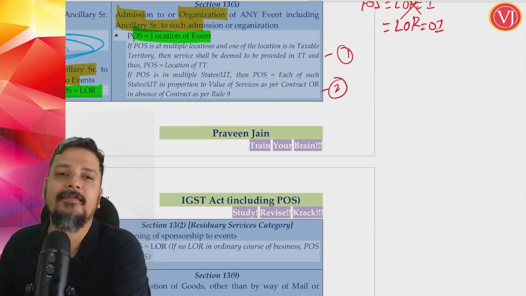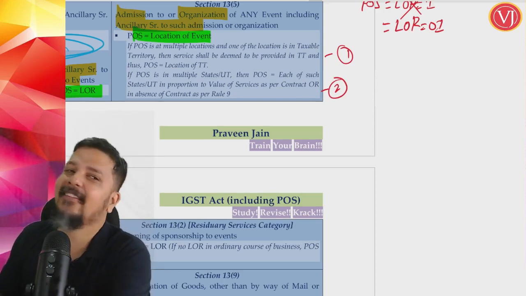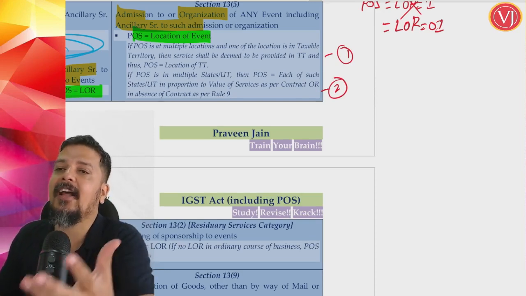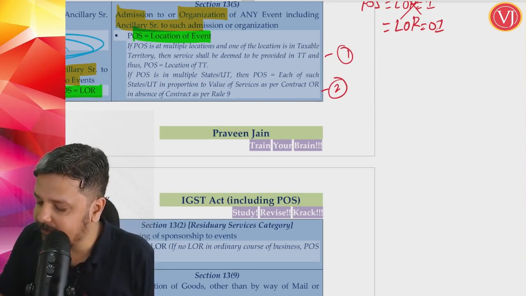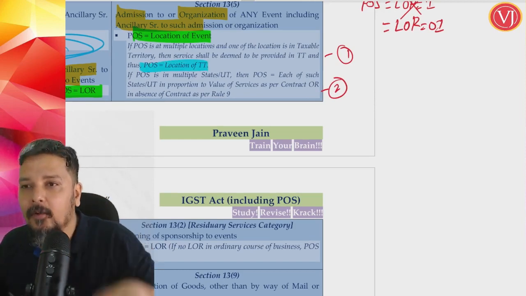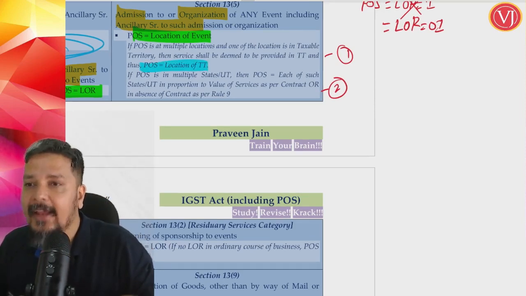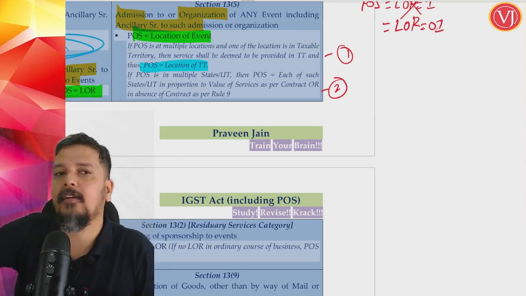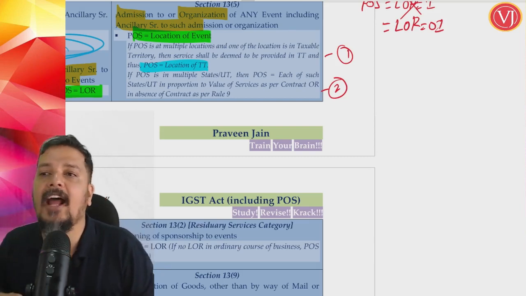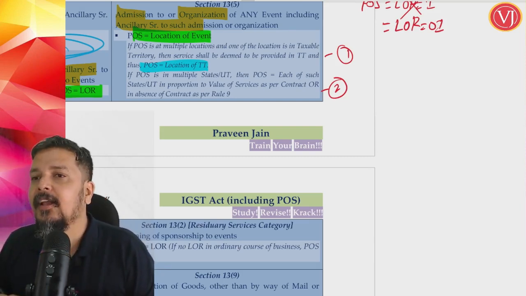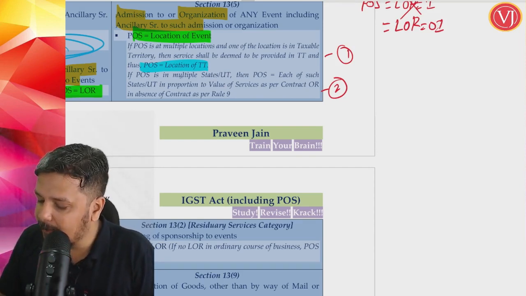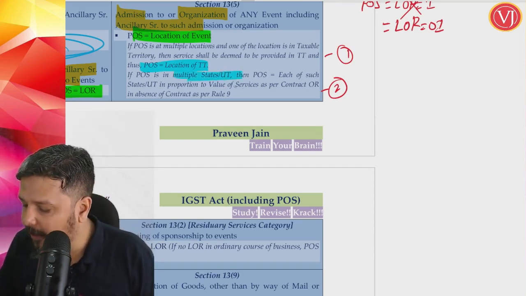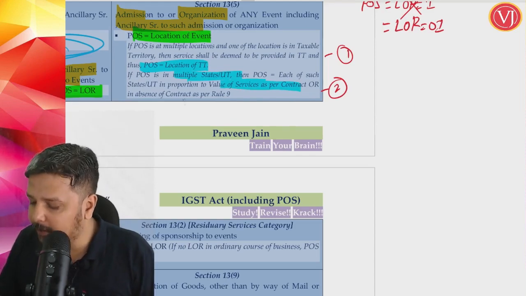But the moment they make it simple, they are very clear with one point. What is that point? If you get multiple answers and part of the answer is in India and part of the answer is outside India, we'll focus on only location in taxable territory. We'll ignore in totality whatever happened outside India. And within India, if you get multiple answers, go with the contract split up. If not, go with rule 9.